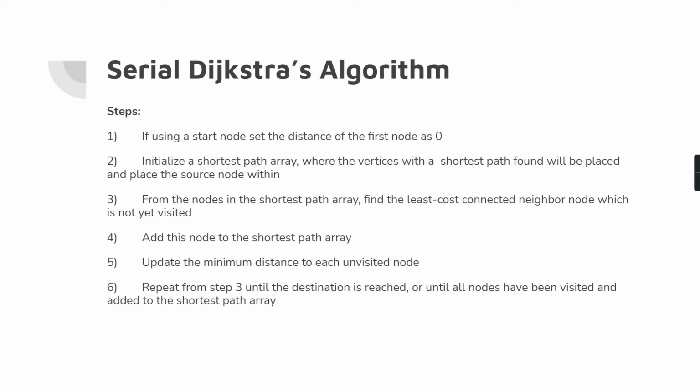And then we would find the least cost connected neighbor, so the neighbor that is currently the shortest distance from the source and that hasn't been visited. And we would add that node to the shortest path array and update the minimum distance to each of our unvisited nodes, and then we'll repeat that process of finding the least cost connected neighbor and updating the unvisited nodes until all the nodes have been visited. And at the end of that, you should have the shortest path from the source to each of the other nodes.